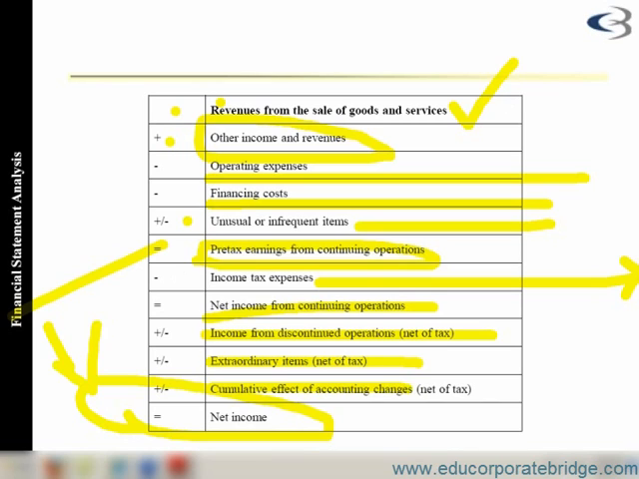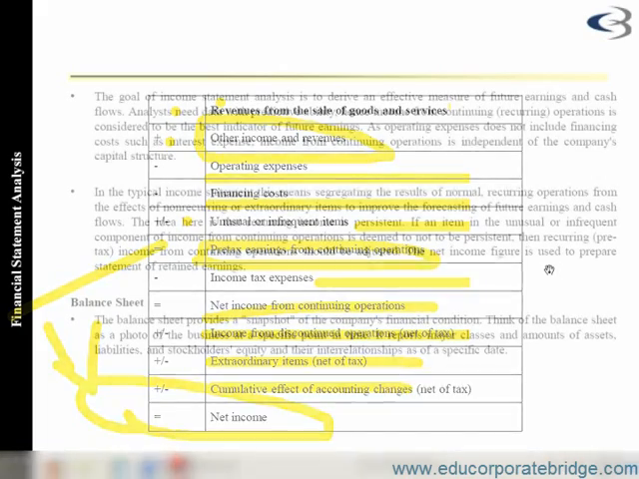As the class moves on, we'll construct one income statement all by ourselves. Let me know in case of any query, otherwise we'll move on. Okay, students, we'll move on.